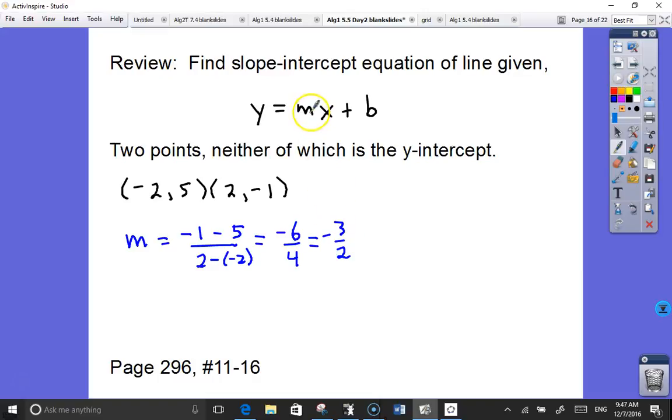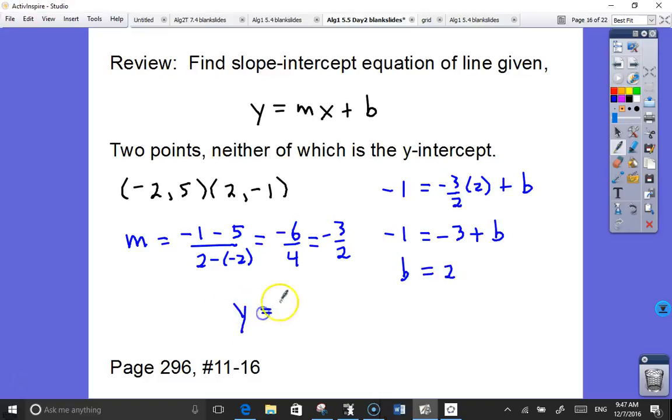So now we know the m, but we still don't know the b. So we plug in. Which of the 2 points do we use? Either one, it doesn't matter. I'm going to use the smaller numbers for no good reason. -1 equals -3/2 times 2 plus b. -1 equals -3 plus b. So b equals 2. So what is our equation? -3/2 x, right? That's the m, it goes in first, plus 2.